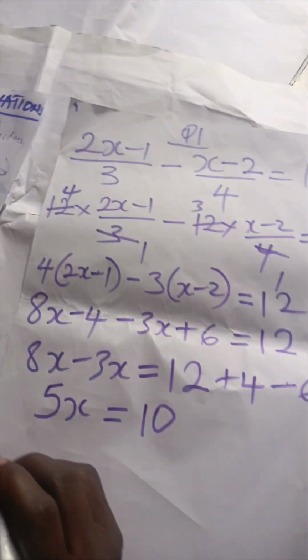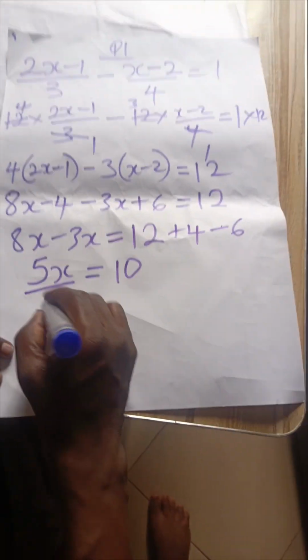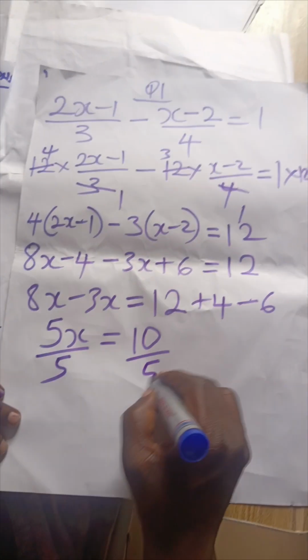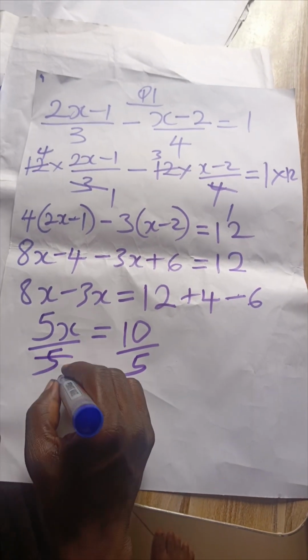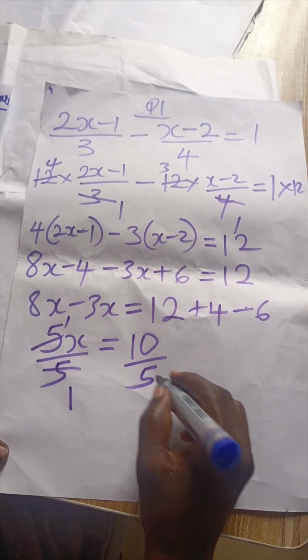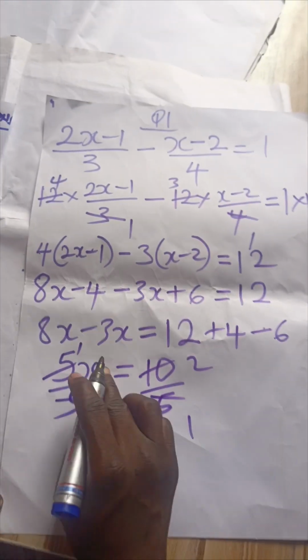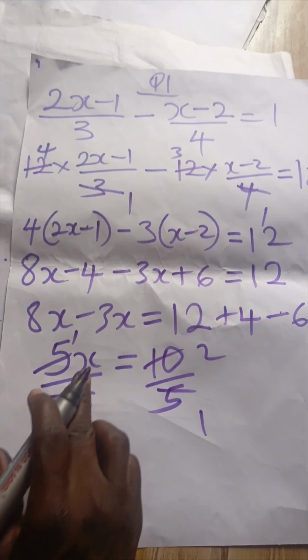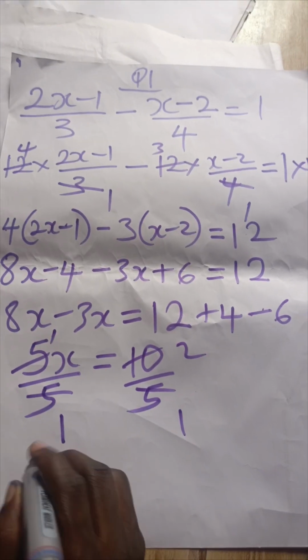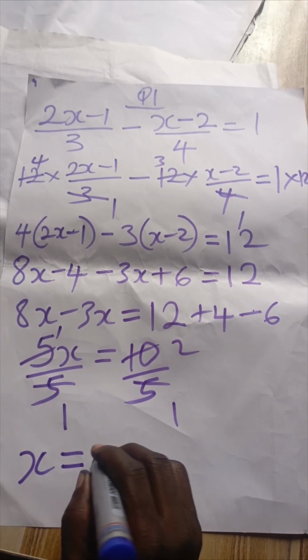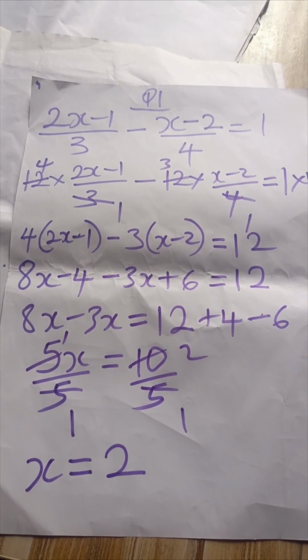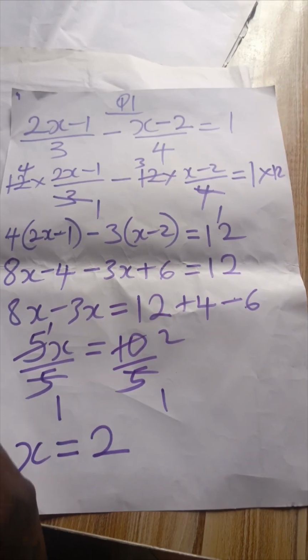So we divide both sides by 5. Divide both sides by 5 like this. Now 5 here 1, 5 here 1, 5 here 1, 5 here 2. So we have isolated our x from the 5. So we are going to have x is equal to 2. So now my x is equal to 2.